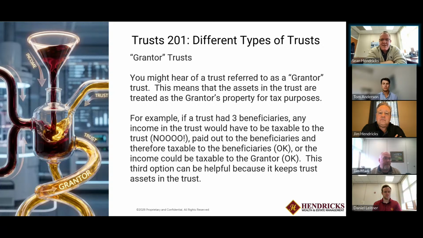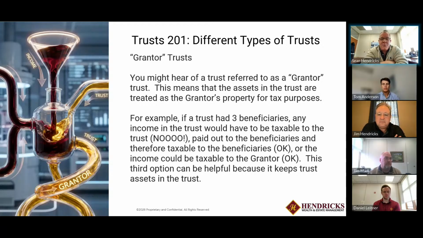So if a trust had 3 beneficiaries, income generated in the trust could either be taxable to the trust, which we generally don't want. That's why it says no in big letters, because trust tax rates can get steep faster than individual tax rates. Income in the trust can also be paid out to the beneficiaries, and therefore it's taxable to the beneficiaries, which can be a good idea sometimes. There's a lot of good reasons to do this.